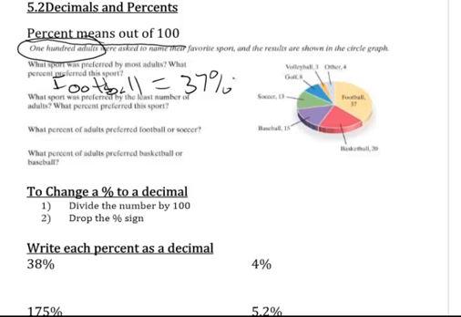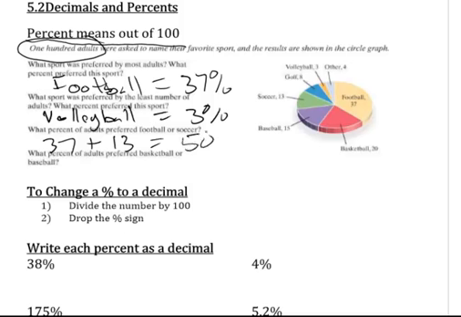Okay, what sport was preferred by the least number of adults? So the least number, the smallest piece looks like it would be volleyball. And volleyball was only 3%. The next one says, what percent of adults preferred football or soccer? So we're going to take football, which is 37%. We're going to add soccer, which is 13%. And that's going to give me 50%.